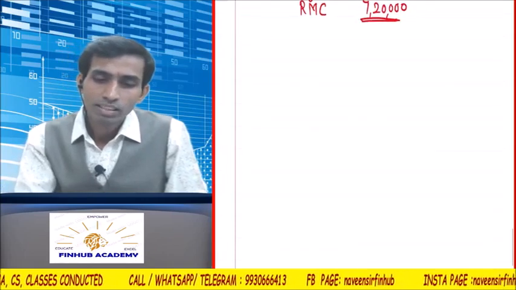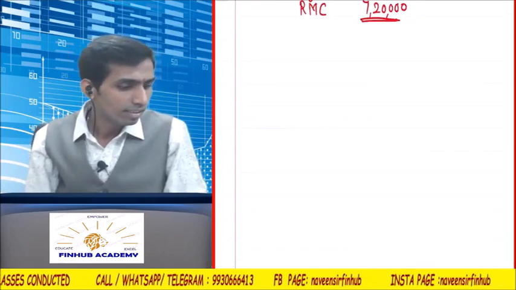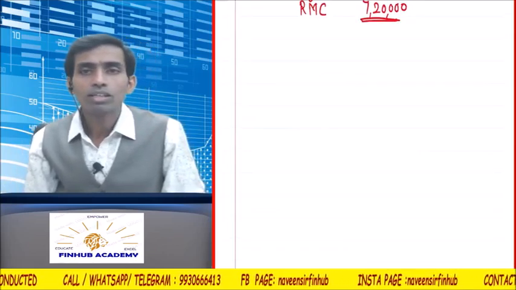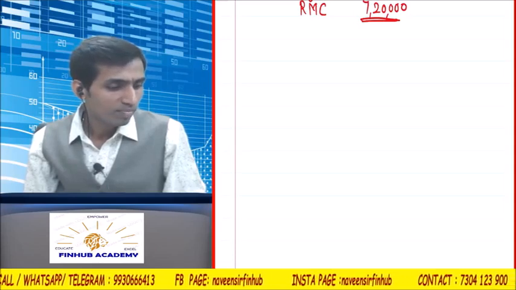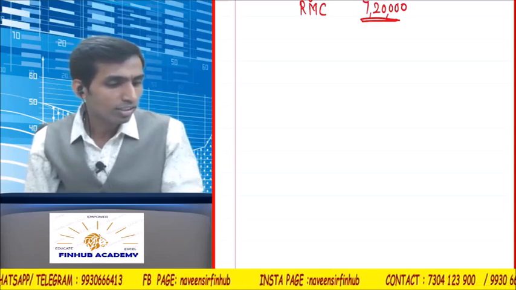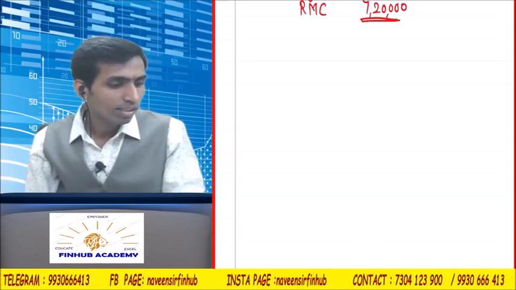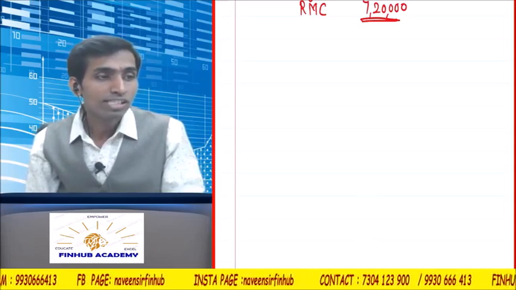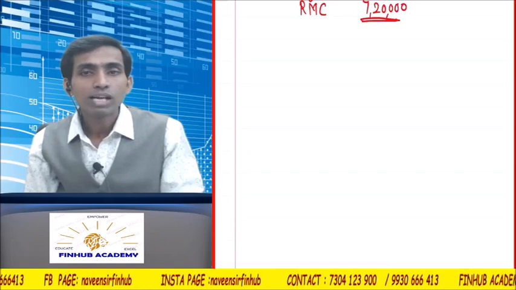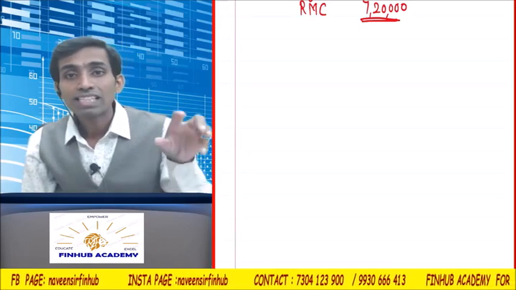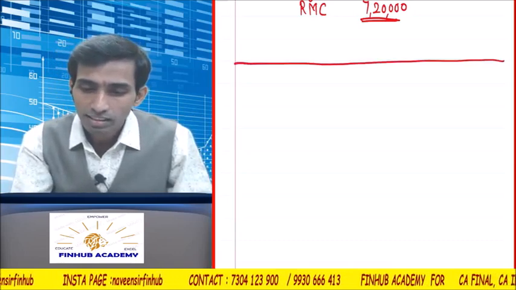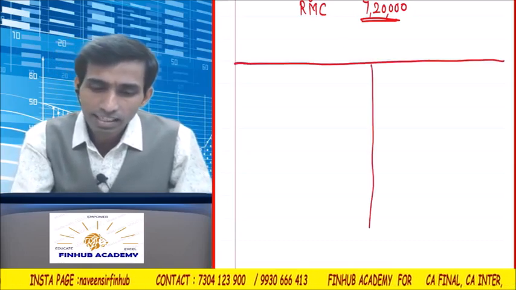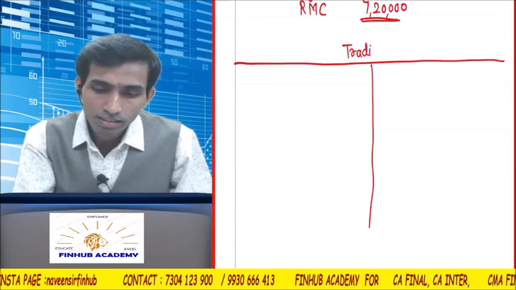Okay, listen. They have not spoken about depreciation anywhere in the question. But cost of production is given. Cost of production is how much? 12 lakhs. So let us check whether depreciation is there or not. I am making a T format again. Trading account.